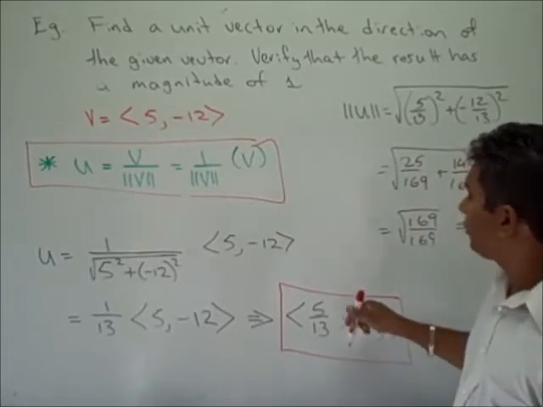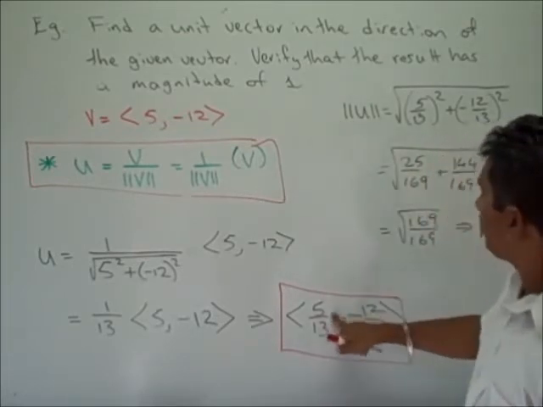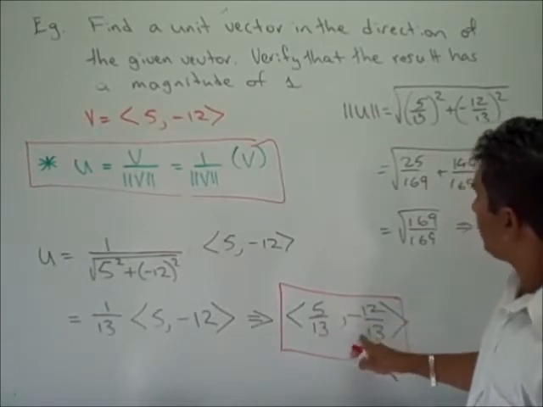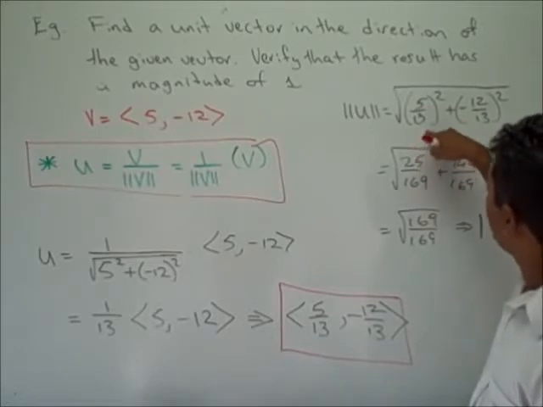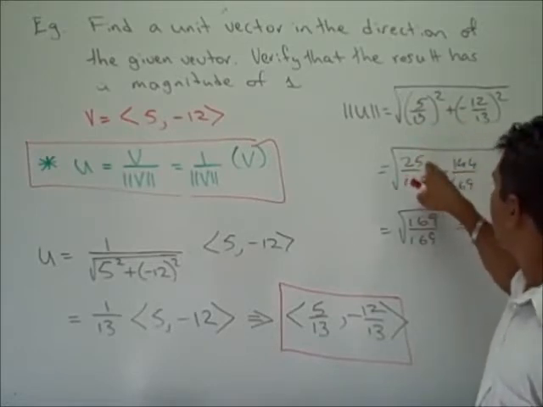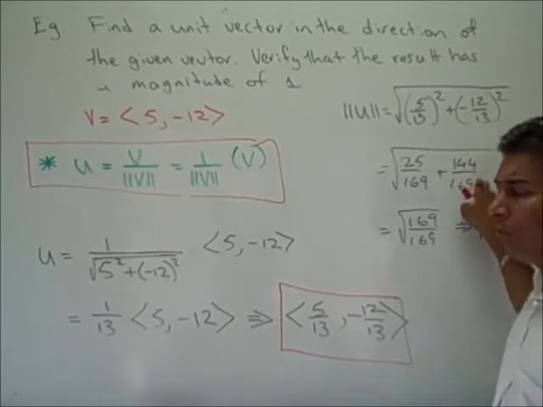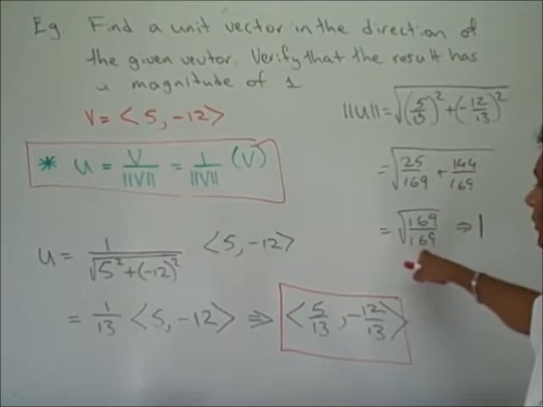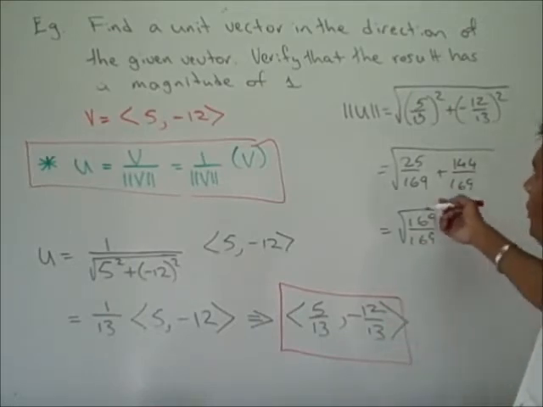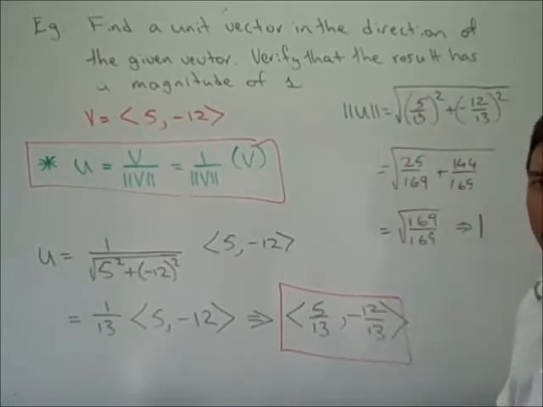Now to find the magnitude of this, or u, we can find the square root of u1 squared plus u2 squared. So this is 5 over 13 squared, which is 25 over 169. Negative 12 over 13 squared is 144 over 169. So this becomes the square root of 169 over 169, which is the square root of 1, or just 1. So here we have verified that the result, which is this, has a magnitude of 1.